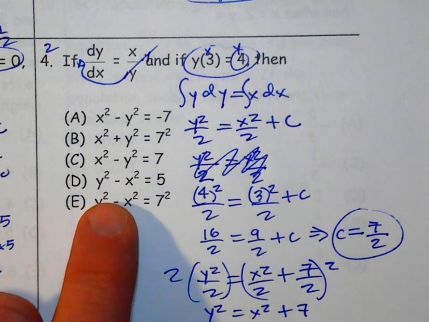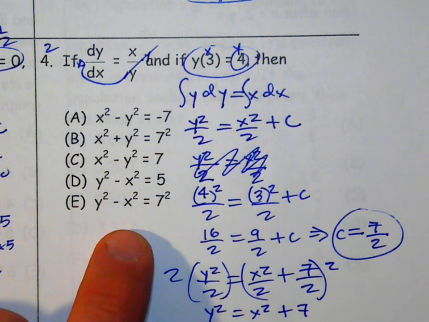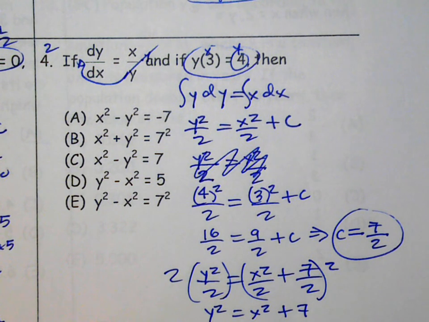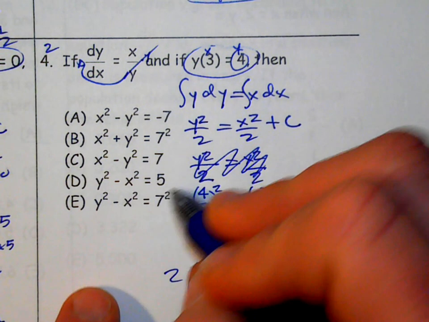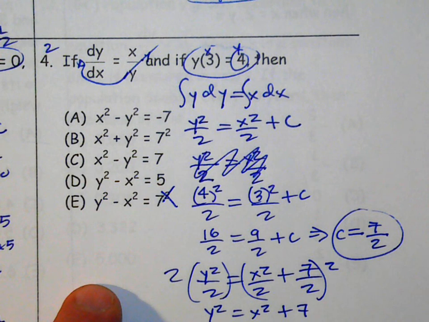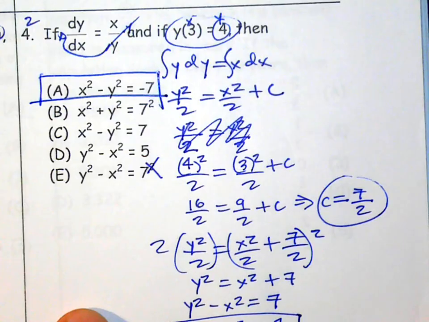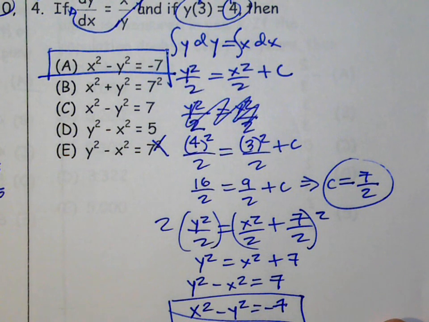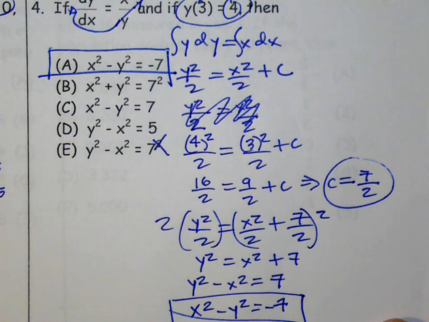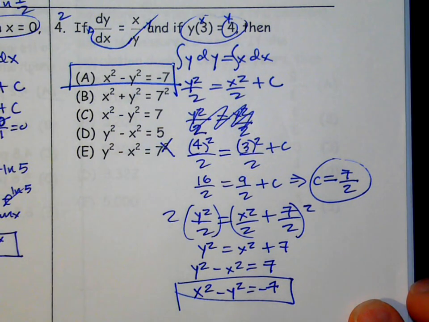Do you see when positive y squared minus x squared equals 7? Now there's a 7 squared, but that's not right. So maybe instead we need to multiply through by a negative, and that would give you x squared minus y squared equals negative 7. And that's the one I see. That's answer A. So sometimes multiple choice can be a little bit of an extra challenge to make it match the answers that they give you to choose from.